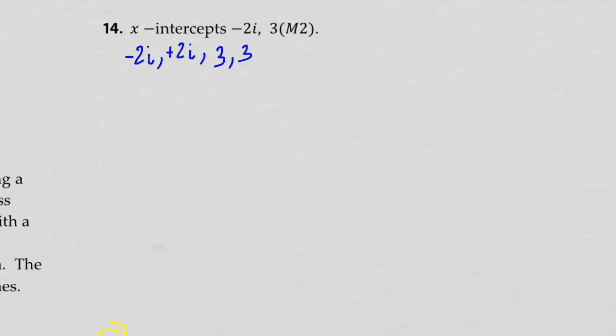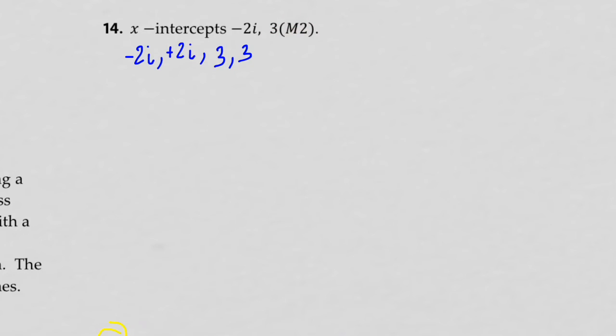Not 3 and negative 3, which is a mistake that some people are going to be making. Make sure you remember that for this one, this is a whole number. It's a real number. It's a rational number. You don't need a conjugate. These need a conjugate. Okay, so they gave you negative 2i, you include positive 2i. They give you 3, you only include it again if it's a multiplicity.